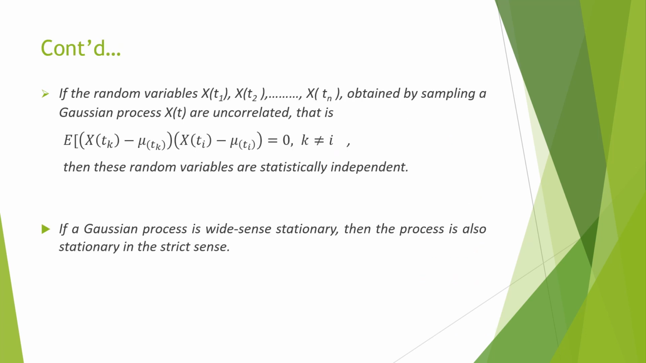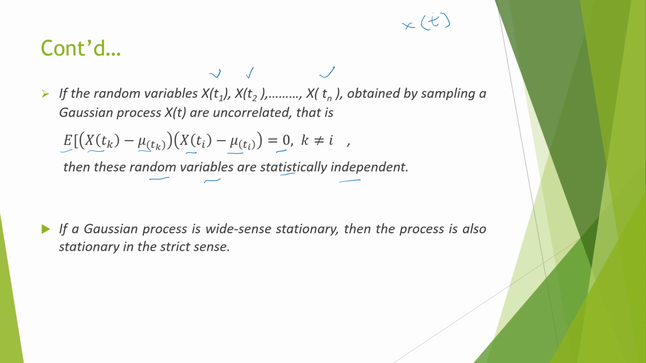Now we go for the third property. Suppose xt is a random process and we have random variables xt1, xt2 and so on, which are obtained at the time instances t1, t2 and so on. And if you take the correlation function, that is the expectation of xtk minus mu k into xti minus mu i at two time instants, and if this correlation function is 0, then these random variables are statistically independent. This is the basic definition of statistically independent random variables. The same thing is adopted here. So if you consider the Gaussian random variables at different time instants and take the correlation function, if it is 0, then these random variables are statistically independent.